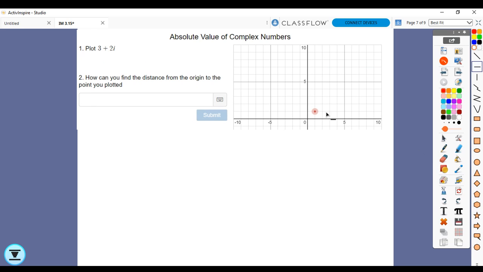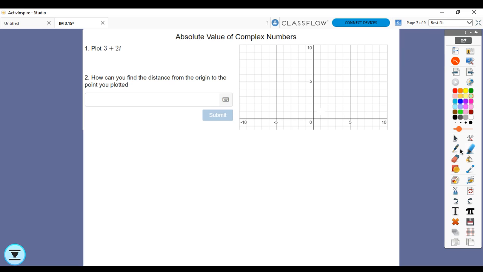All right, this is just a screenshot. So let me cover up mine. Little dot here. If you're using Desmos, it's probably helpful if you're doing that. Okay, so if I want to graph 3 plus 2i, I'm going to go 3 to the right on the real axis, and up 2 on the imaginary.